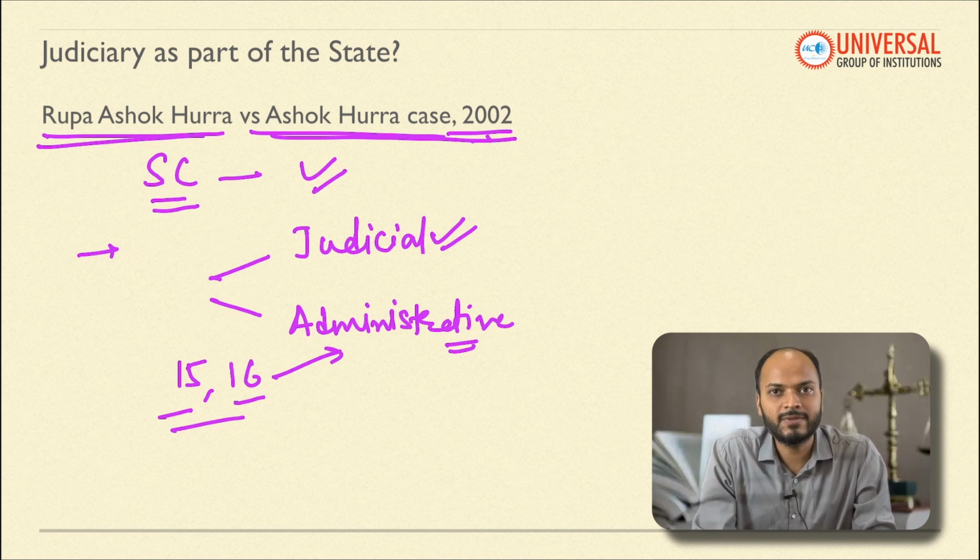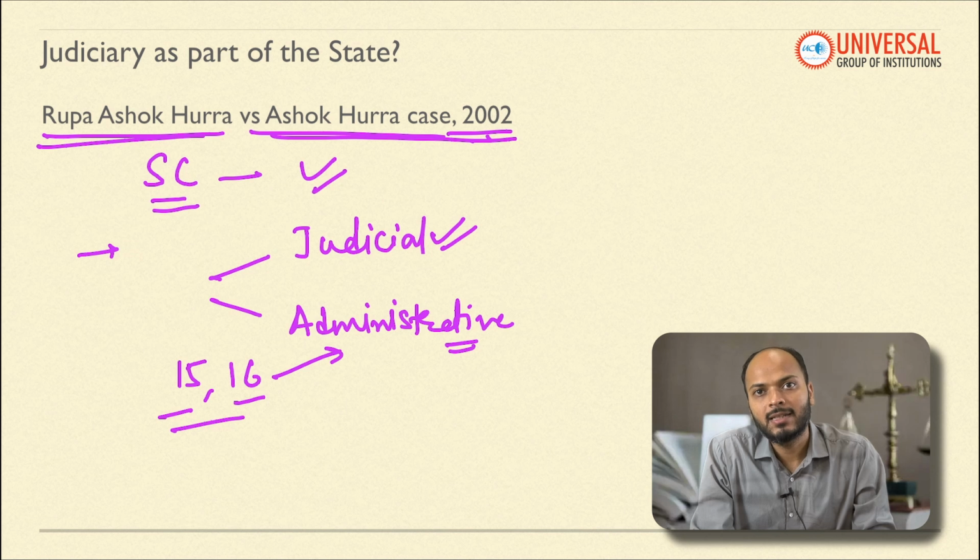So I hope through this video you have understood, only for the purpose of Part 3, only for the purpose of fundamental rights of citizens of India, the definition of state is given under Article 12. What all comes under state, that we have also discussed in detail. In the next video, we are going to discuss Article 13 of the Indian Constitution.